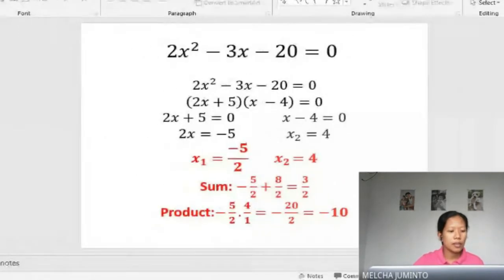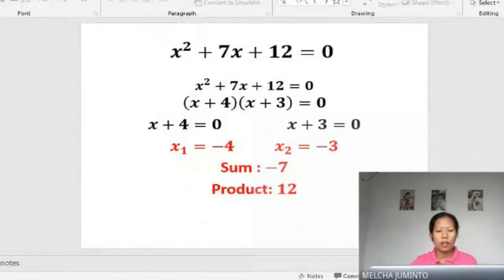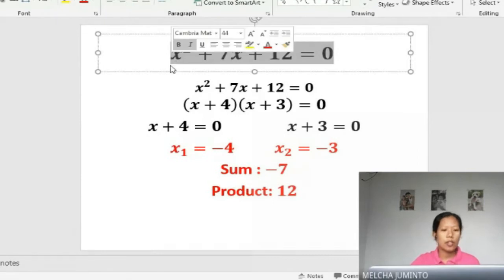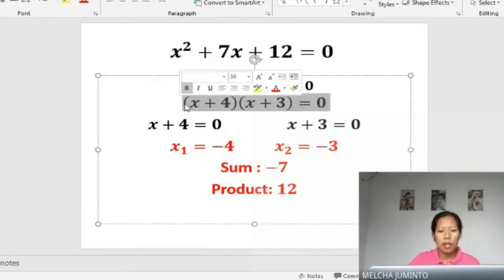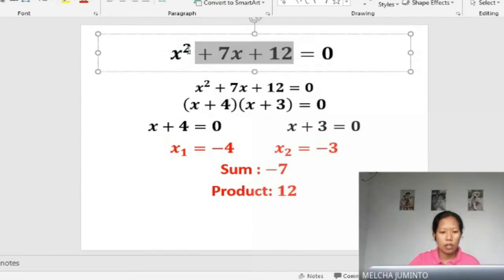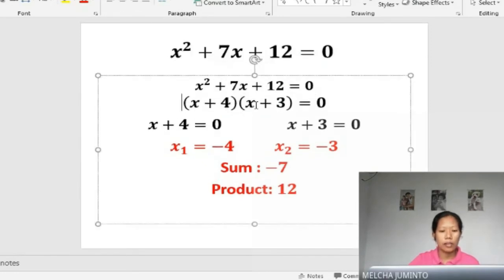Let's have some examples. The given equation is x squared plus 7x plus 12 is equal to 0. Factoring is applicable here, because this is a general trinomial that can be factored out as x plus 4 times x plus 3 is equal to 0. Apply the zero product property: x plus 4 equals 0, x plus 3 equals 0. Transfer 4 from left to right, negative 4, and the other one is negative 3.